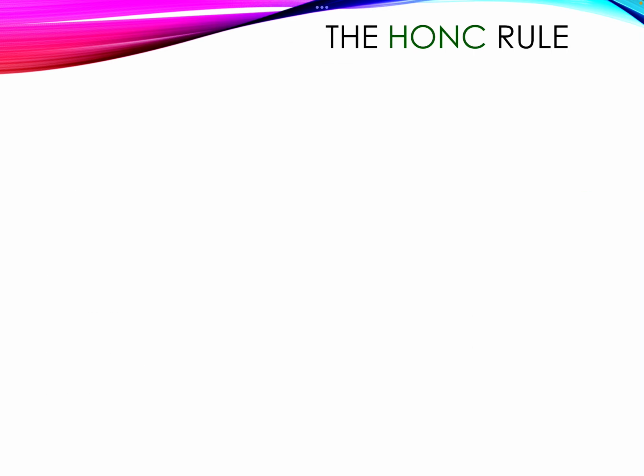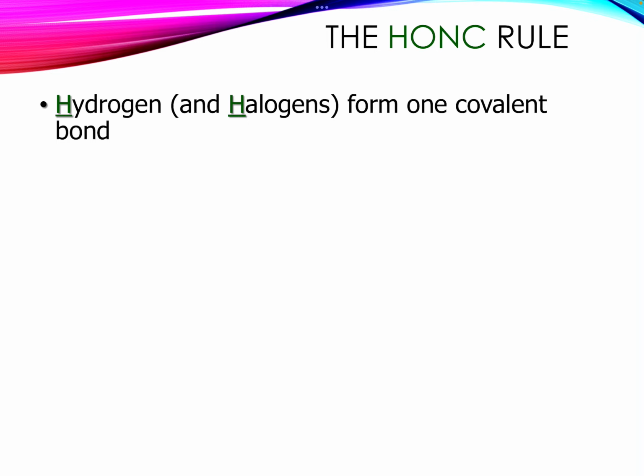So, like I said, how do we know which atom goes in the middle? The one that makes the most bonds will go in the middle. The way we figure this out is the HONK rule. Hydrogen and all of the halogens, remember the halogens are in group 7A, form one covalent bond. So typically, our halogens will not be central atoms. Also, hydrogen, like I told you before, can't be. Since these only form one bond, it would be pretty weird if they were a central atom.